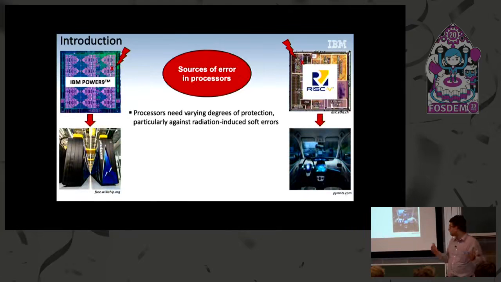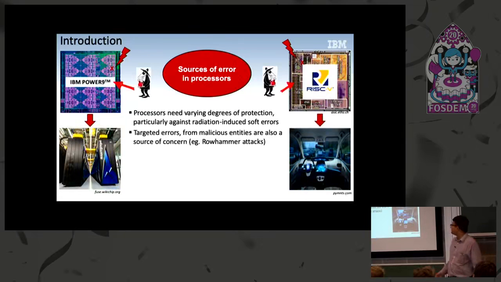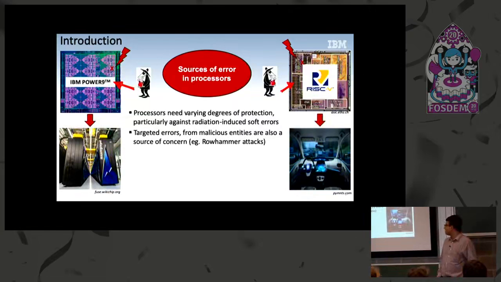Particularly, the cores deployed in the field are vulnerable to alpha particles, beta, gamma rays, and so on. And this can cause random bit flips and consequent errors. In addition, there can also be targeted errors due to something like row hammer attacks, where bits, particularly in memory, can be targeted and flipped, and this can cause major security violations.